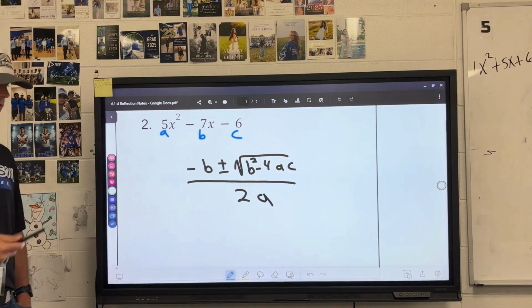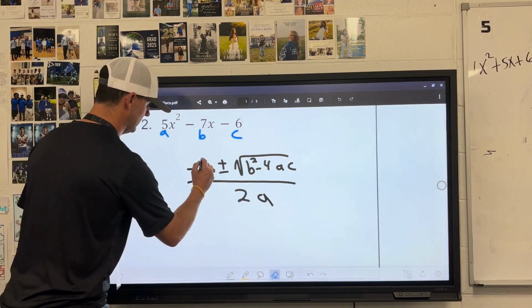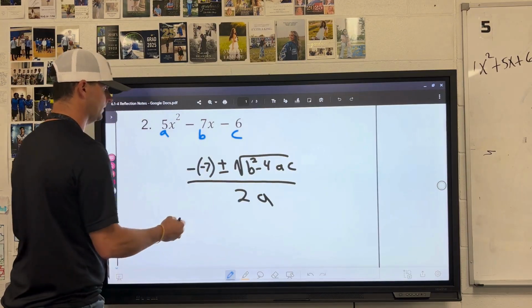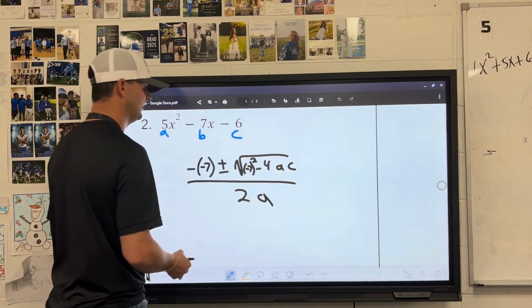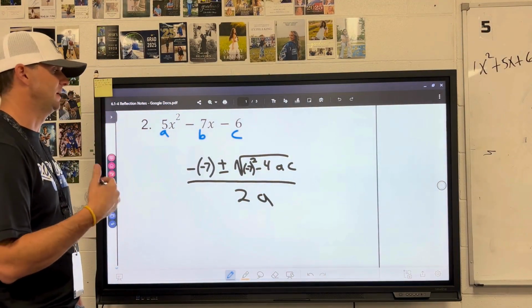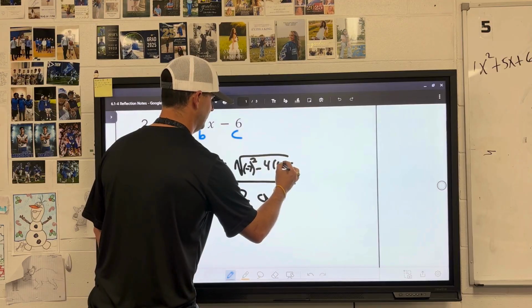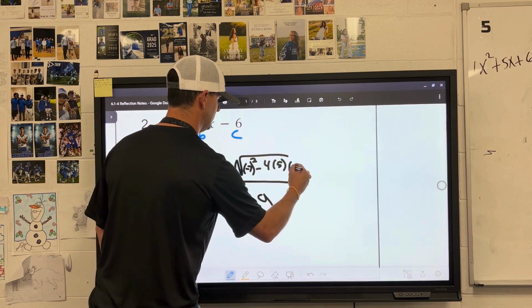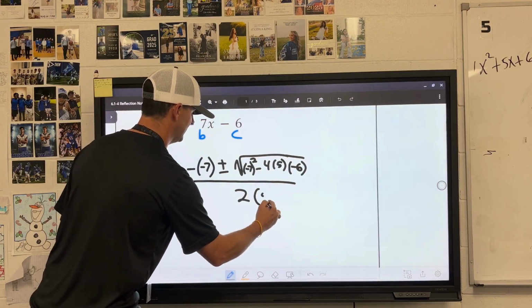Okay, now I'm just going to replace. So I'm going to take the B, which is negative 7. This is why it's important to put negative 7, because if I do negative 7 squared without the parentheses, then it'll be a negative number. Okay, so the A value is 5. My C value is negative 6. And my A value is 5 again.